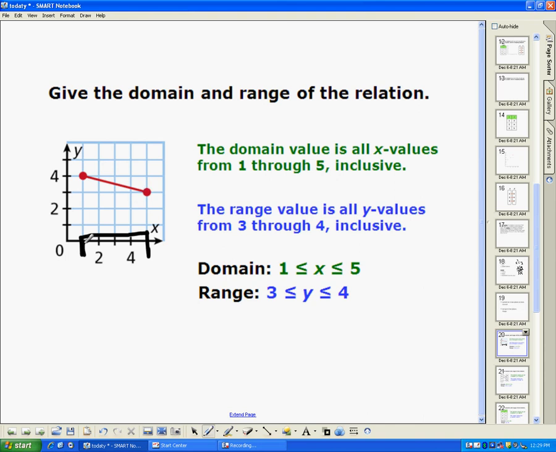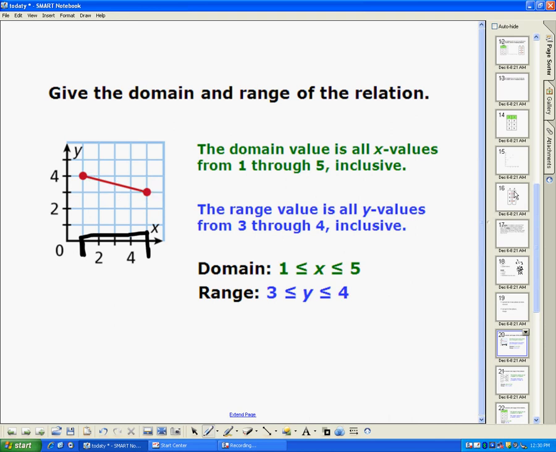It goes from 1 to 5, the domain. And the reason we want to say that it includes everything between 1 and 5 is because it could be 1.5, 2.5, 3 3/4. It's all these values, even when it doesn't fall exactly on the line. So we don't want to just say when we're looking at the graph that the domain is just 1, 2, 3, 4, and 5. We want to include all those values.